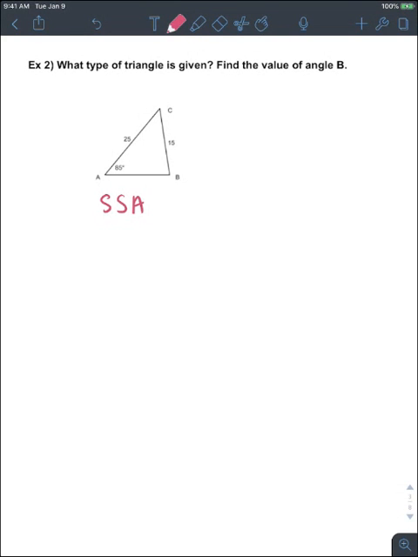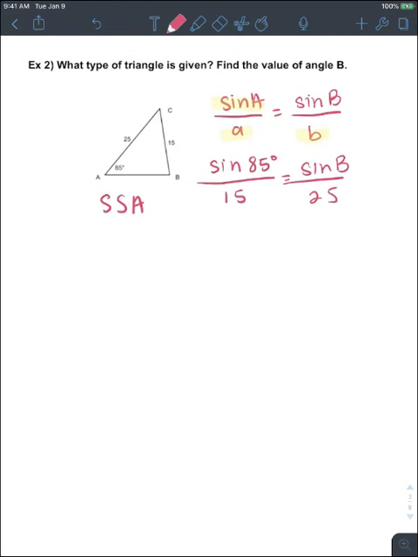Okay, so I'm going to go ahead and set up my law of sines here. Sine A over side a is equal to sine of angle B over side b. Remember, you need at least 3 pieces of information. So I have this piece, and this. So just kidding, I have this piece, so I can solve for the one unknown piece. Okay, so the sine of 85 degrees over 15 is equal to the sine of B over 25. I'm going to multiply both sides by 25 to get sine B by itself.